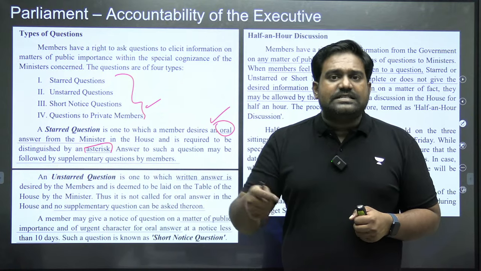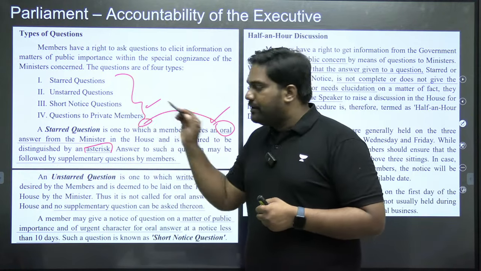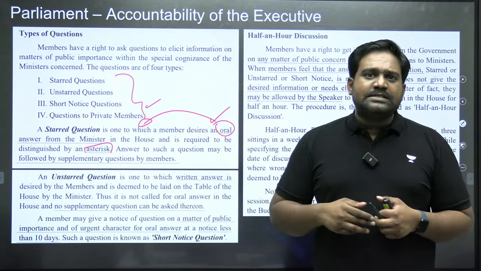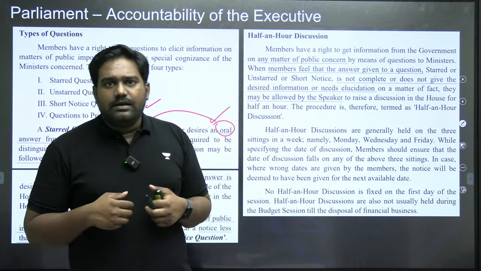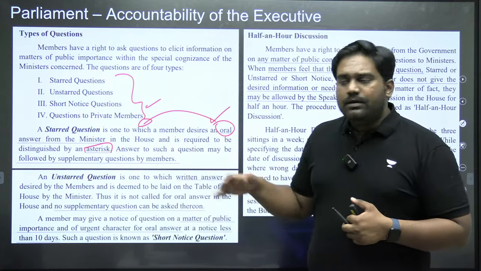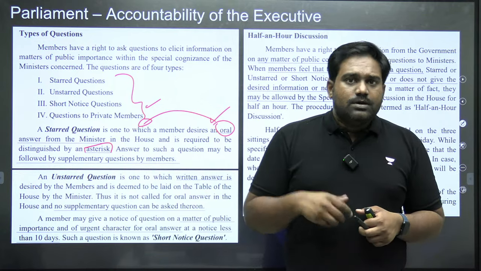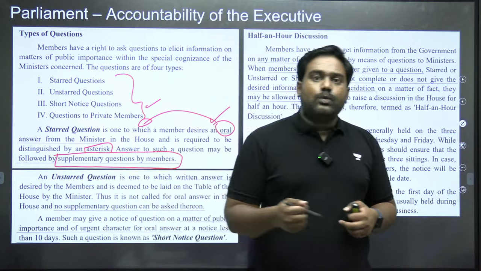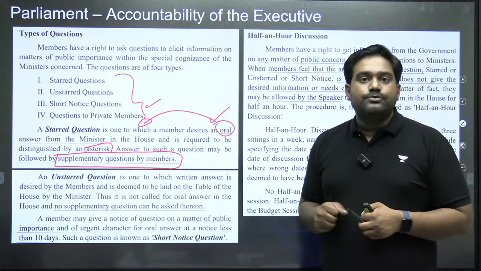And this has to be raised with sufficient notice, obviously, so that the minister can prepare. So when the Speaker admits these questions, the notice is given to the concerned minister and the ministry provides the information, the data based on which the minister formulates an answer. And on a fixed date, the minister will provide an oral answer on the floor of the house. And supplementary questions are allowed. MPs can raise related questions, thus holding the minister accountable, the government accountable on important issues.